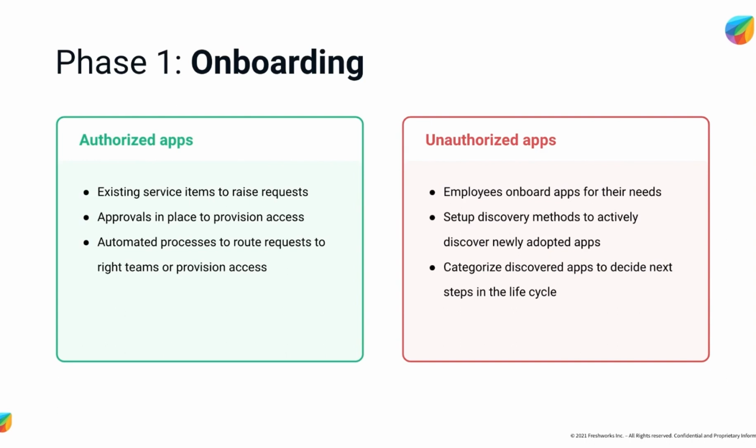So as an IT team, to stay on top of these unauthorized applications, what you can do is set up discovery methods to actively discover these newly adopted apps. Once you've discovered these apps, you can categorize them further to see how you will handle them in the upcoming phases or in the next cycle.